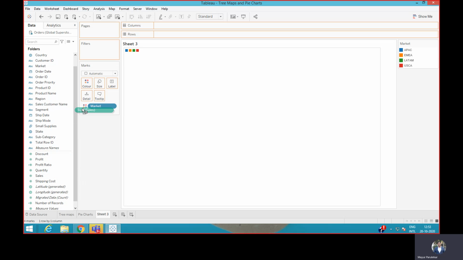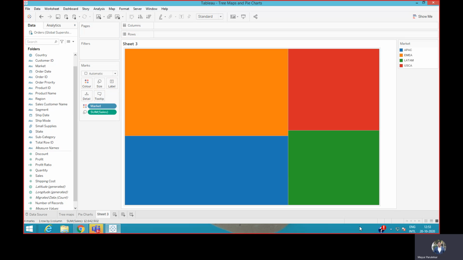So pick up sales and place it on size. The moment you do that, now remember that of course you can change the colors and all of that out of here. As of right now, I just want you to understand that the size of the box indicates how much is the contribution of that particular region to the whole. All right. So when I say parts of the whole, it means that this is one part of this whole, this is the second part, this is the third part, and this is the fourth part of the whole.